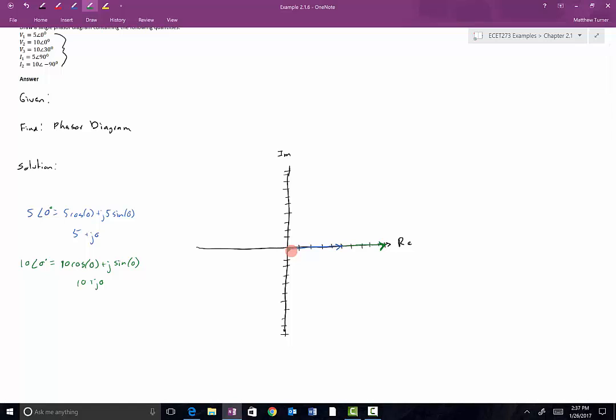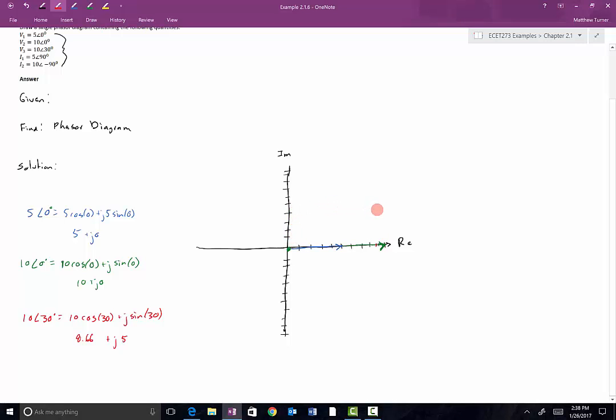Moving down the list, I've got 10 at angle 30. So 10 at angle 30 degrees is going to be equal to 10 cosine of 30 plus j sine of 30. Okay, and this one's a little more interesting. We're going to get 8.66 in the positive real direction plus j 5 in the positive imaginary direction. So that's 8.66, 1, 2, 3, 4, 5, 6, 7, 8. So, about right there. And now I need to go up 5. 1, 2, 3, 4, 5.